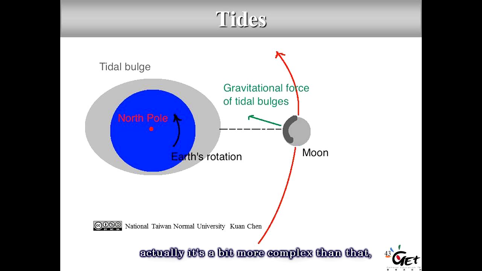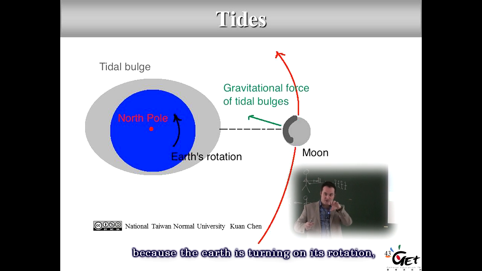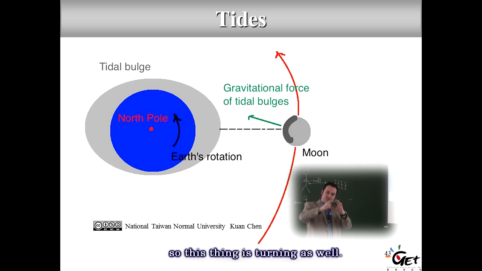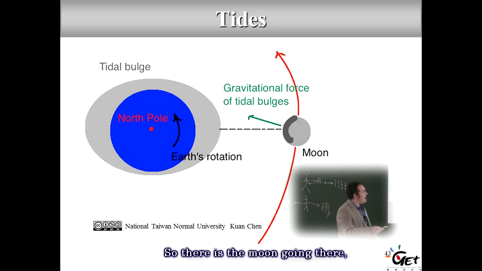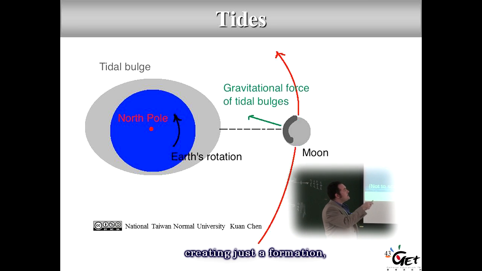Okay? Actually, it's a bit more complex than that because this is not totally synchronized. What happens is that while the moon is turning around the Earth, and with the Earth's rotation, this tidal bulge, this deformation caused by the presence of the moon, is turning as well. Because the Earth is turning on its rotation, this thing is turning as well. So there is the moon creating this deformation, but all of those things are in motion.